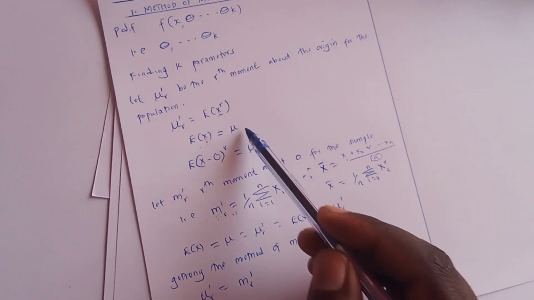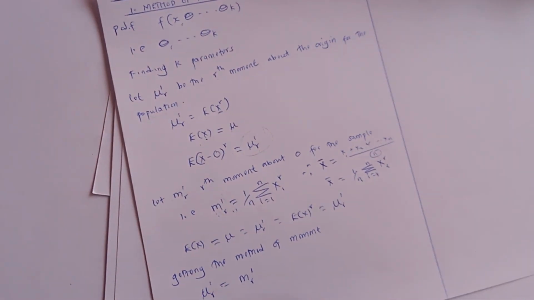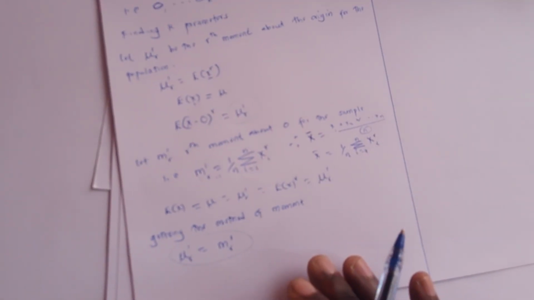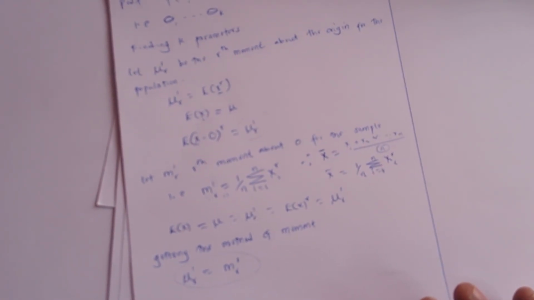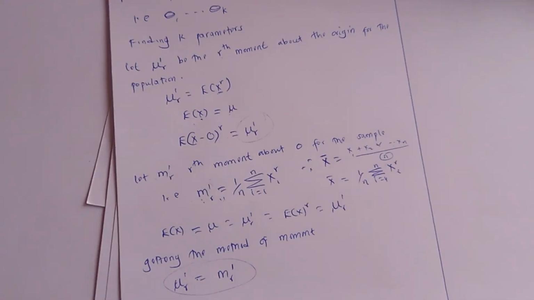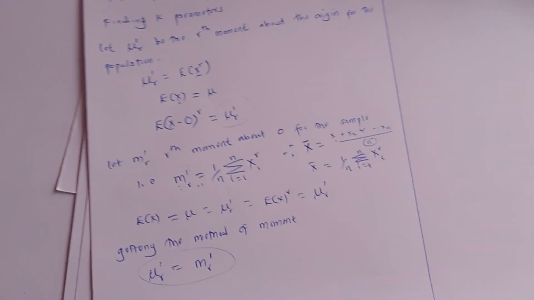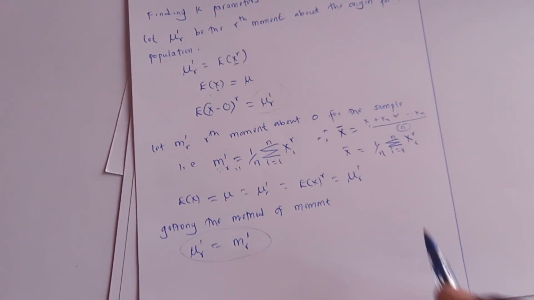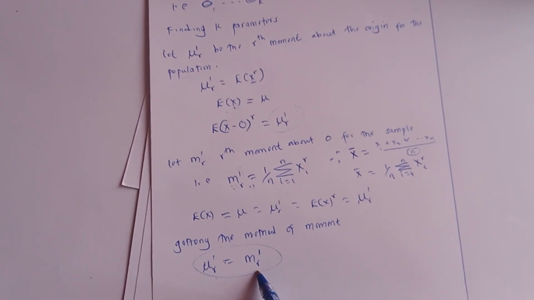So we are going to look at those two moments. The first moment we got as mu prime r, and the second moment we got this way. So to get the method of moments, we always equate the two. I hope you are getting it clearly. So generally, theta 1 to theta k are the method of moments estimators.